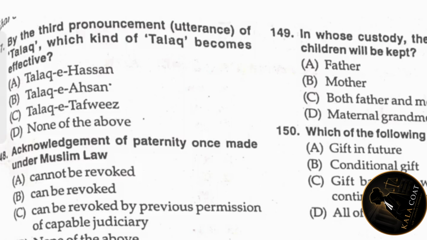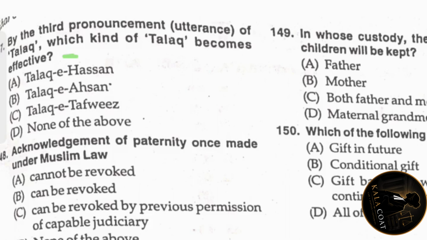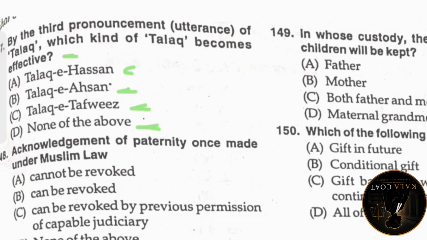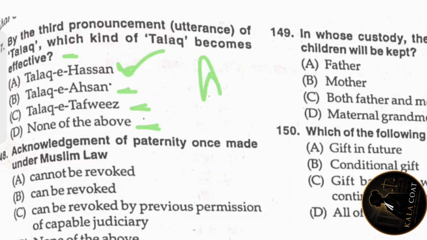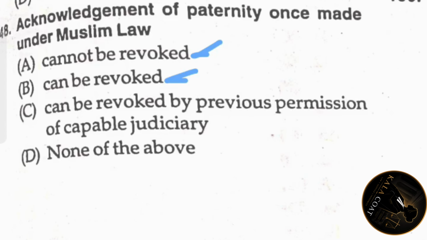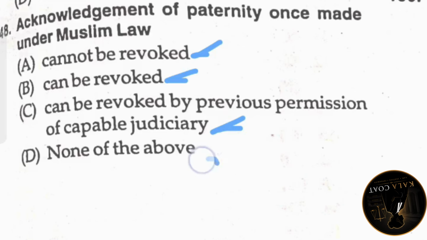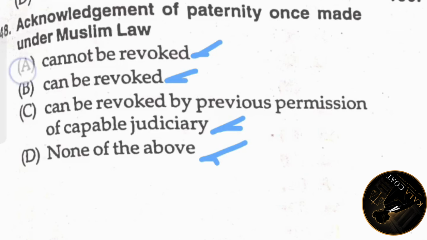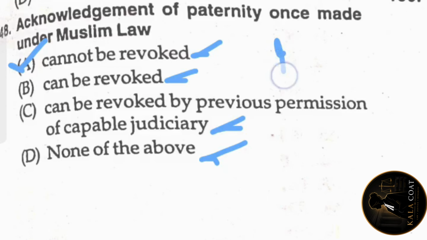Question number 147. By the third pronouncement, utterance of talaq, which kind of talaq becomes effective? Options are talaq-e-hasan, talaq-e-ahsan, talaq-e-tafweez or none of the above. Correct answer is talaq-e-hasan. Option A is the right answer. Question number 148. Acknowledgement of paternity once made under the Muslim law cannot be revoked, can be revoked, can be revoked by previous permission of capable judiciary or none of the above. The answer is it cannot be revoked once it is made. So option A is the right answer.